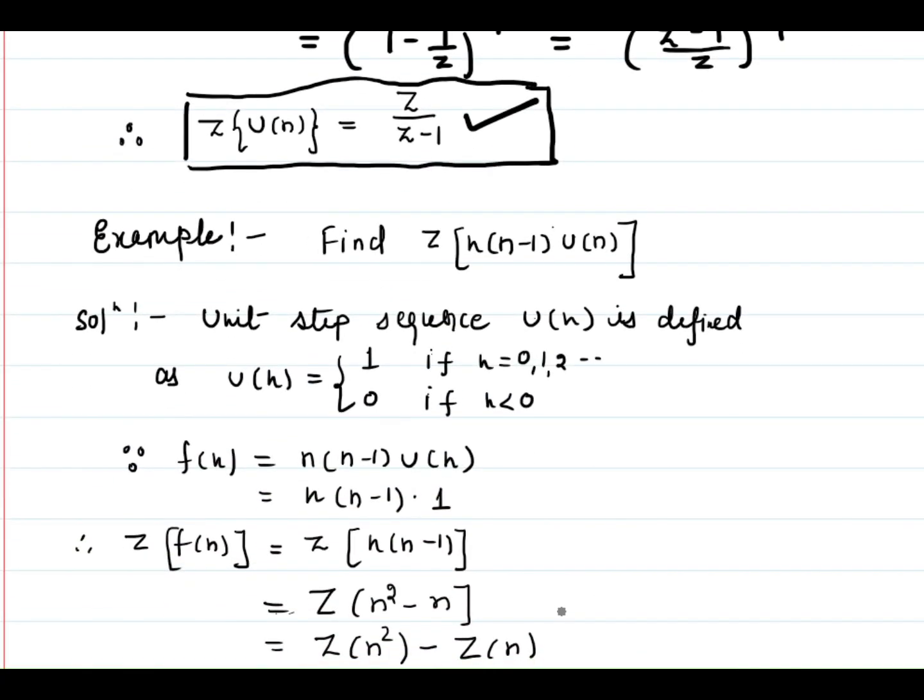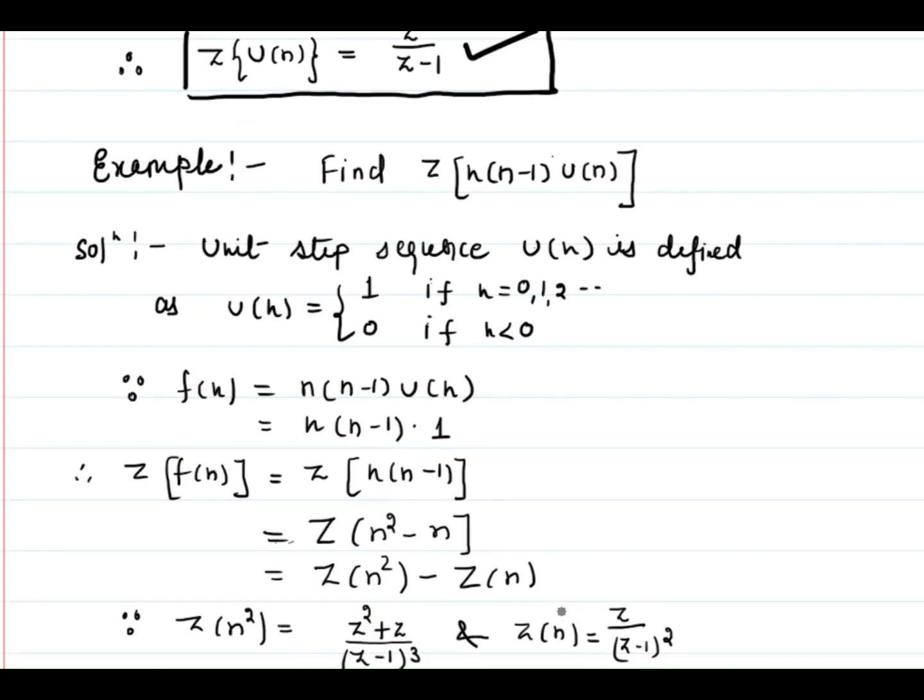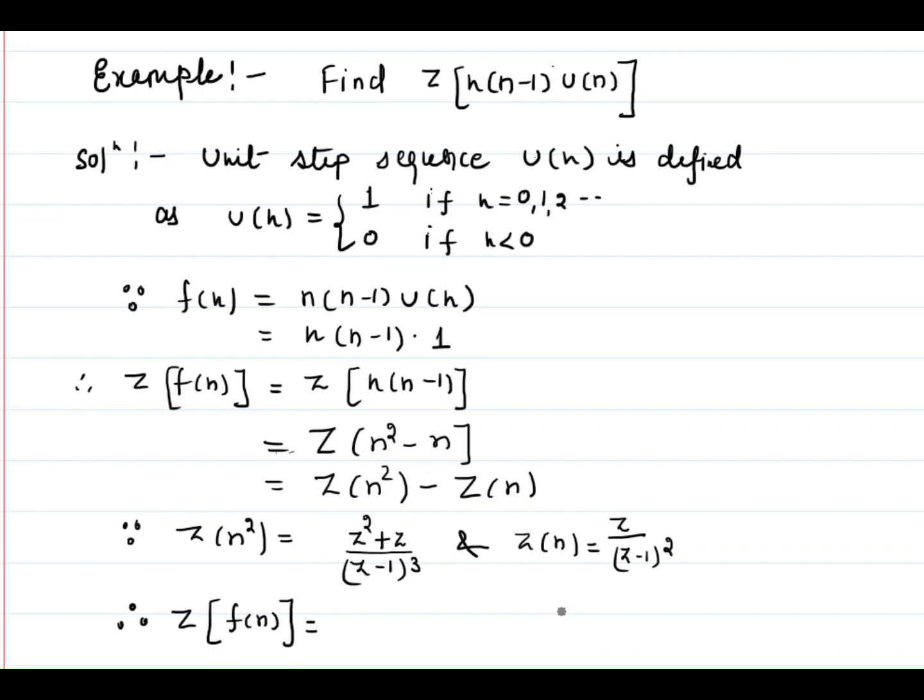Now we'll check some examples based on it, and see how we can use the z transform for the unit step sequence and for the delta function. Now see the example. This is example number 1. The question is: find z of (n minus 1) un.